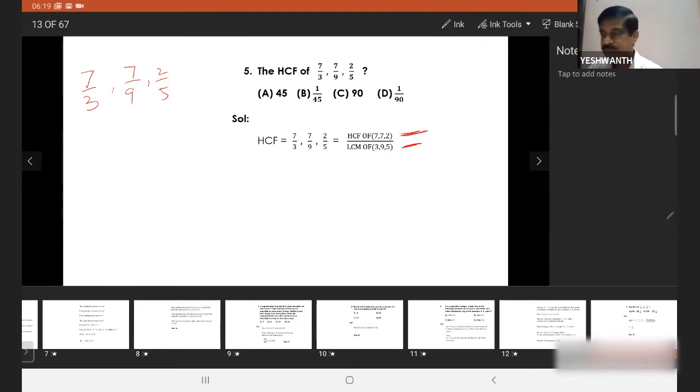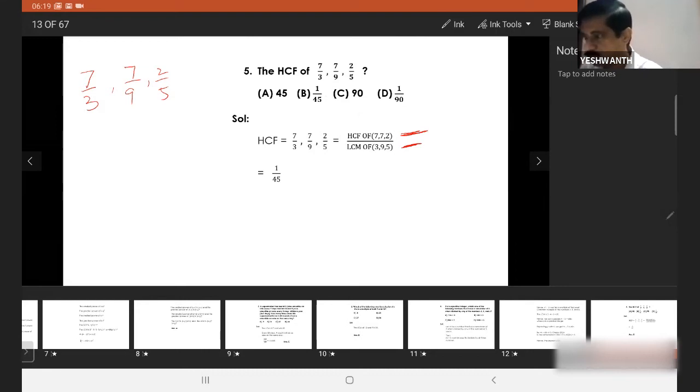If he says LCM, in the numerator you should take LCM of all the numerators and HCF of all the denominators. This is how we proceed. So if you look at this, you have 7, 7, 2. First find out HCF of 7, 7, 2 and LCM of denominators 3, 9, 5. If you take the numerators' HCF, it is 1.